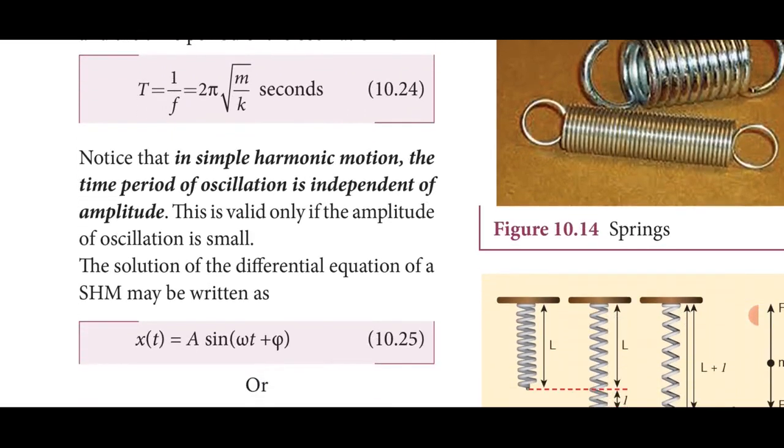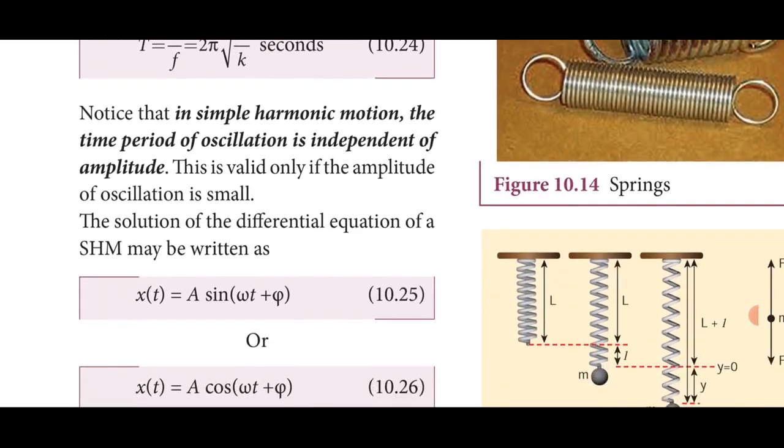So in simple harmonic motion, the time period of the oscillation is independent of the amplitude. So the time period is independent, not a dependent one. Okay, for simple harmonic motion only. It is only valid if the amplitude is very small.